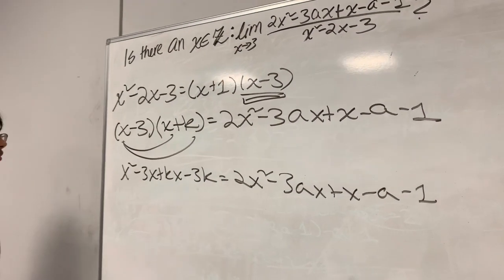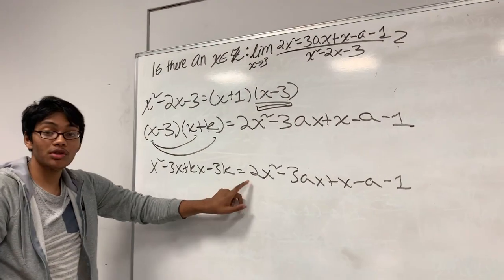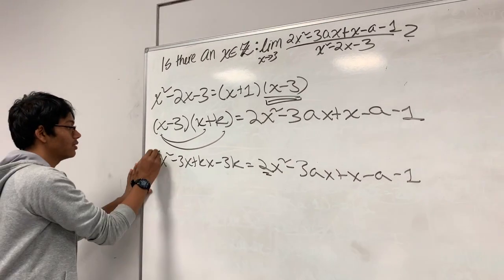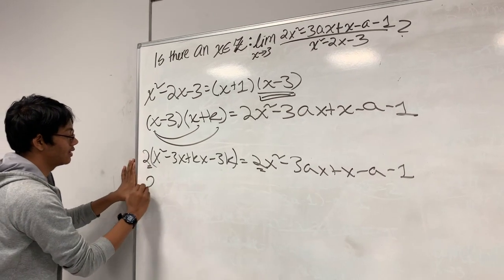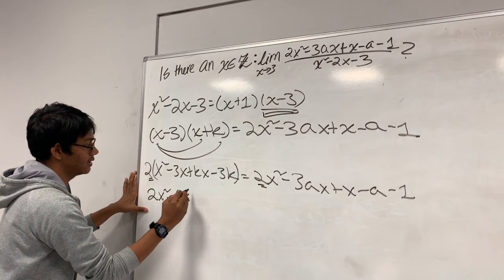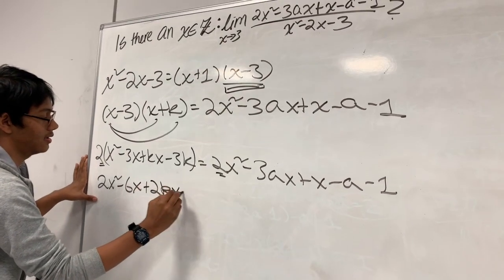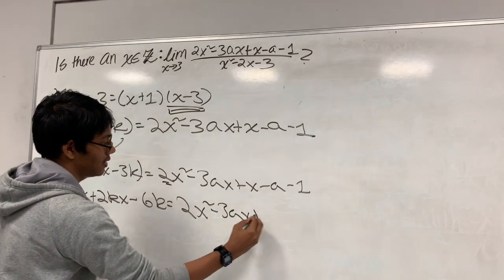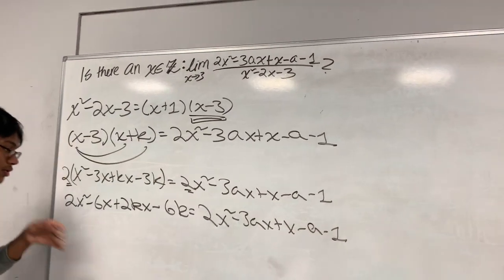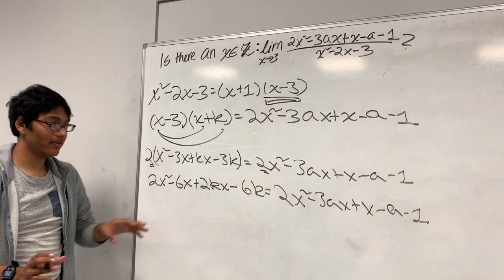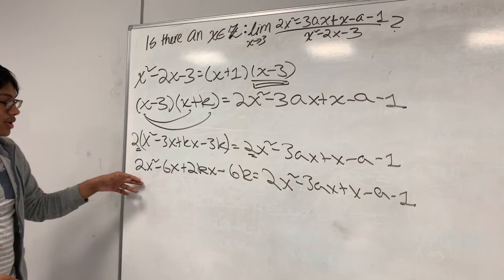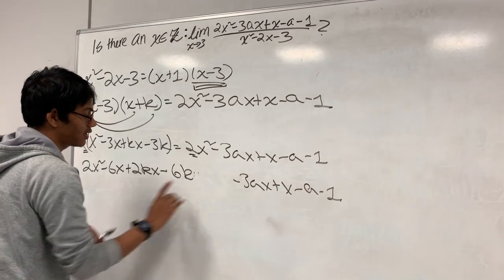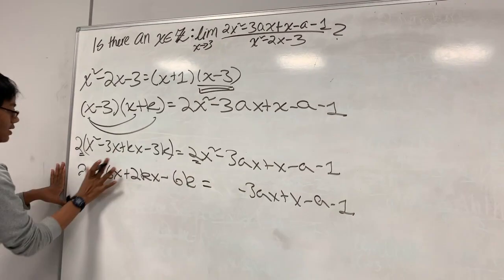Okay, what can I do now? Let's multiply the left hand side by 2 so that we get that leading coefficient of 2 for the second degree variable. So if I do that, what do I get? I get 2x squared minus 6x plus 2kx minus 6k is equal to 2x squared minus 3ax plus x minus a minus 1. So my goal here is to find the value of a, right? So what do I notice immediately? I see that the left and right hand side both have 2x squared, so we can forget about that 2x squared.